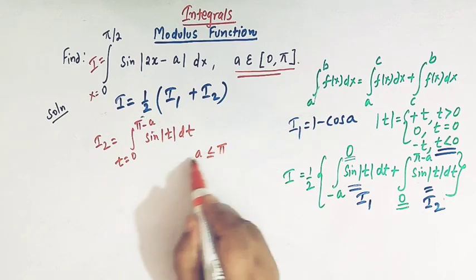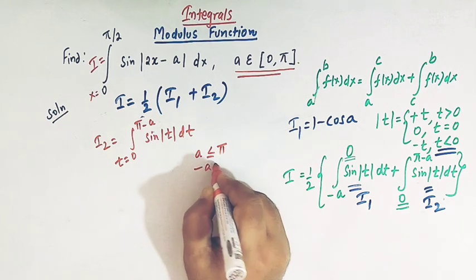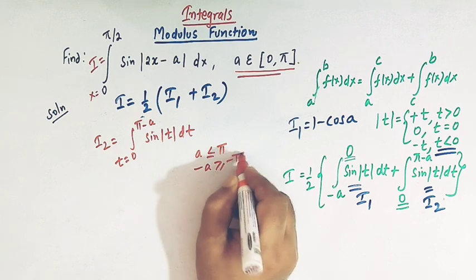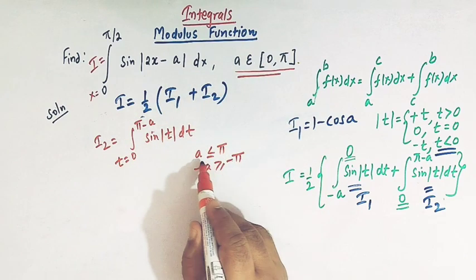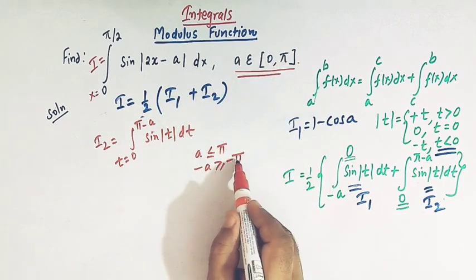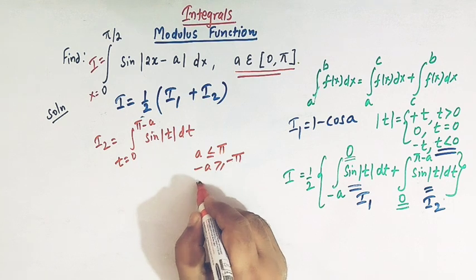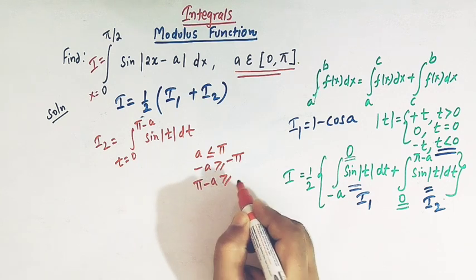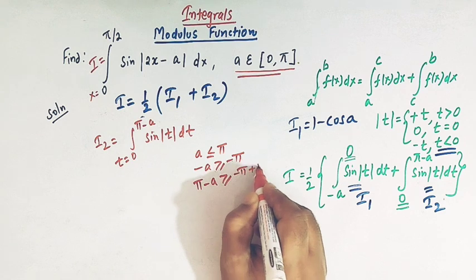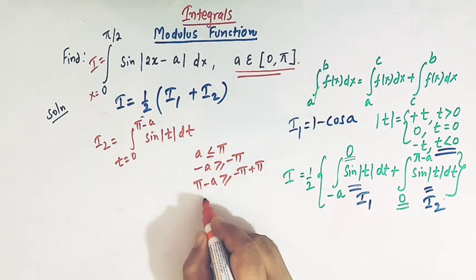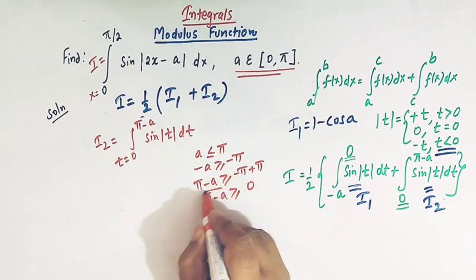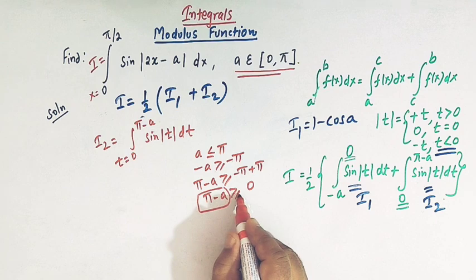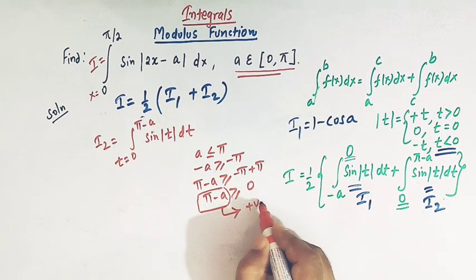Now if we multiply this inequality both sides by -1, then we have minus a is greater than or equal to minus pi, right? So here we have left this 0. We are only considering this pi, right? So now adding pi to both sides, we have pi minus a is greater than or equal to minus pi plus pi, that is pi minus a is greater than or equal to 0, right? So it means pi minus a is greater than or equal to 0. It implies that it is positive, right?